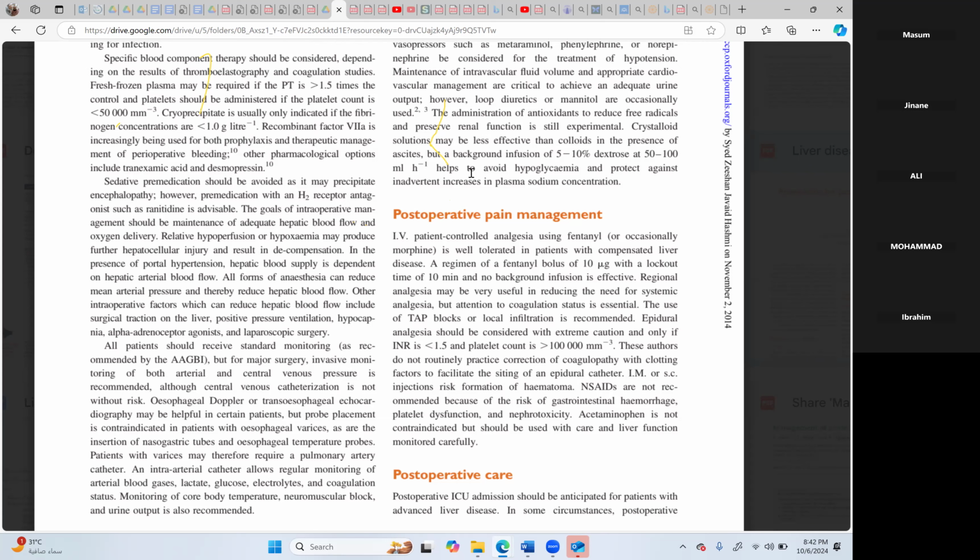But otherwise, fentanyl PCA you can tell if it is available. Fentanyl PCA you can tell about it, and some of the superficial blocks maybe you can give.